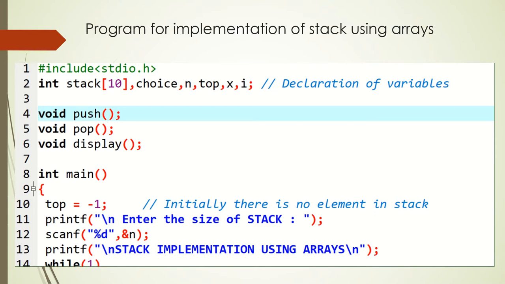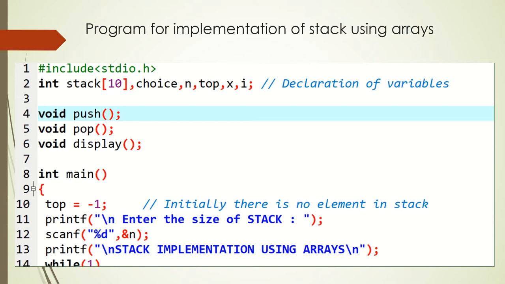Choice. It is the user's choice whether to insert the data, delete the data, or display the data. n is the integer value of choice. Top is the topmost value of the stack. Both insertion and deletion take place at the top only. x is the integer value for both push and pop operations. Here, i is the element index in the display operation.